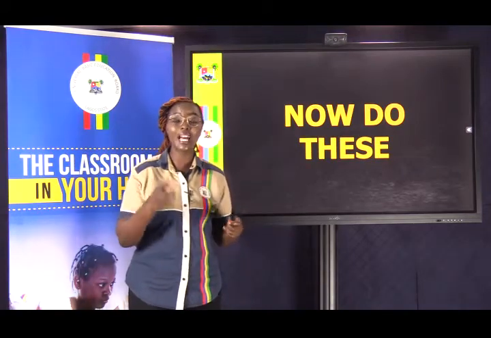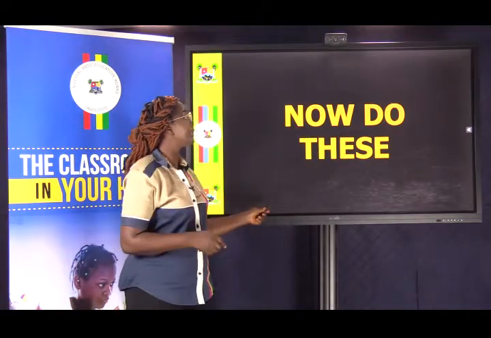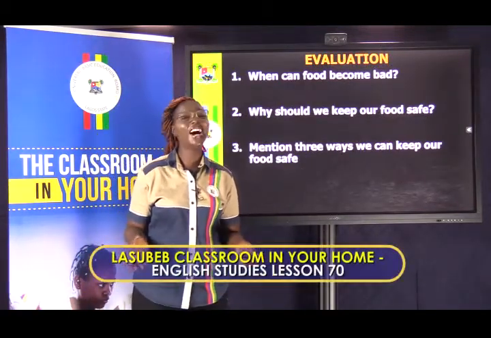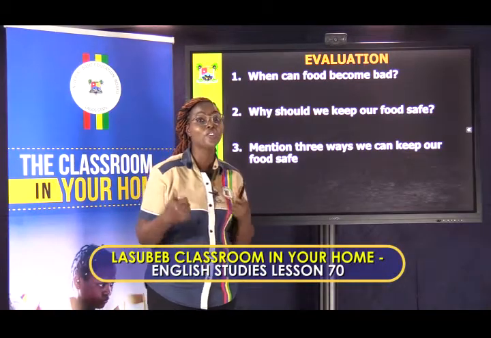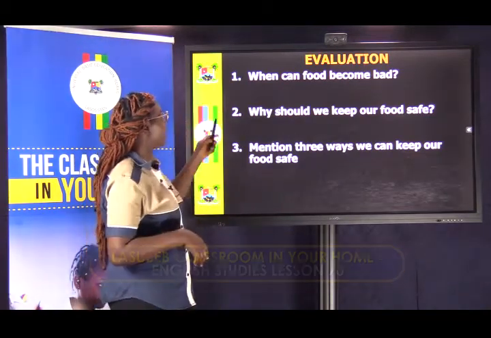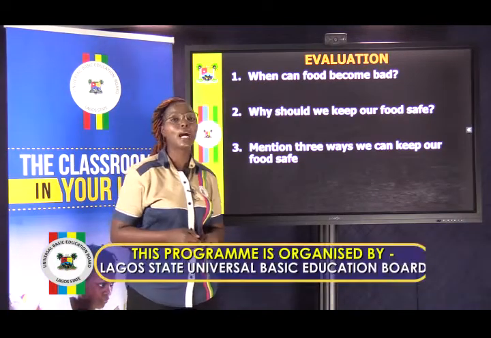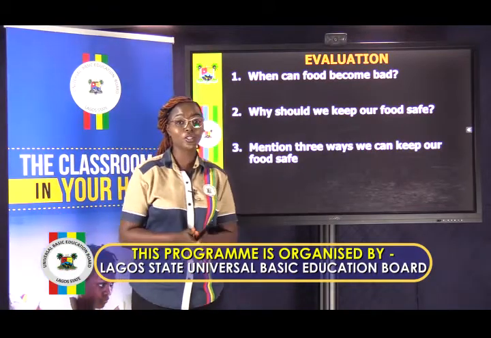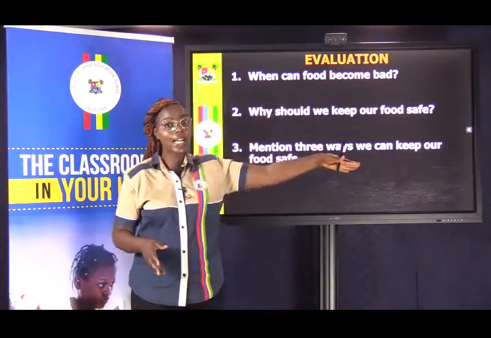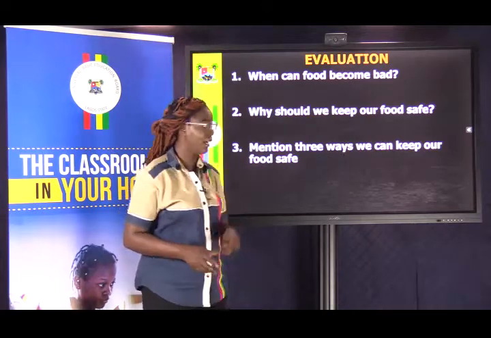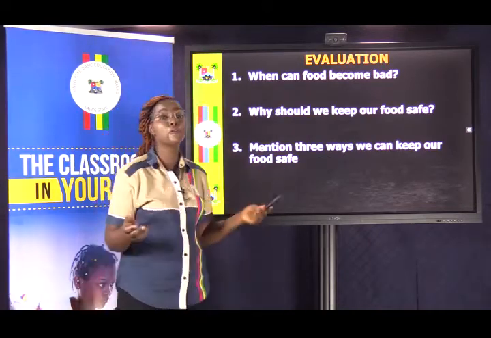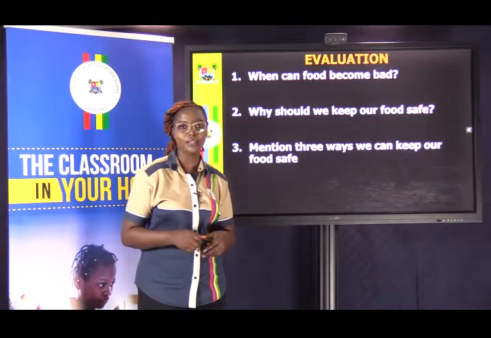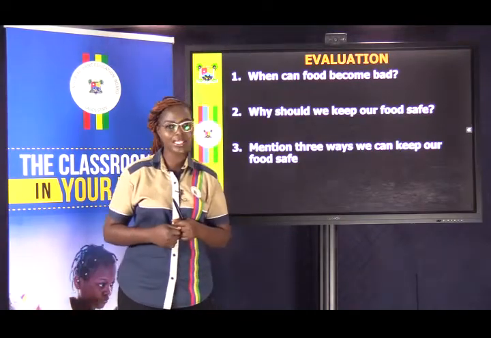All right, and now it is your turn. As proof that you followed that comprehension passage and learned from it, I have penned down a few questions for you to answer. I'm sure you're ready to do this. As active pupils that I know you are, you will do it, and I trust you. Number 1, when can food become bad? Don't forget you need to answer in full sentence. I've taught you that before. You start from the question and then go to your answer. Number 2, why should we keep our food safe? And the last one, mention 3 ways we can keep our food safe. I'll be giving you a few seconds to do that, and your time starts now.